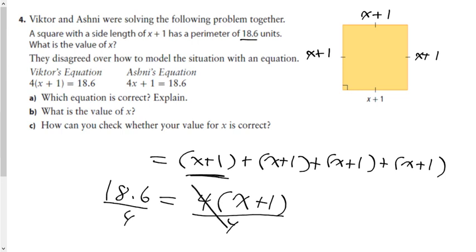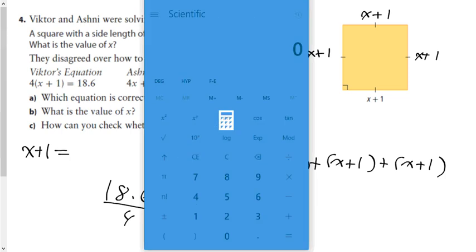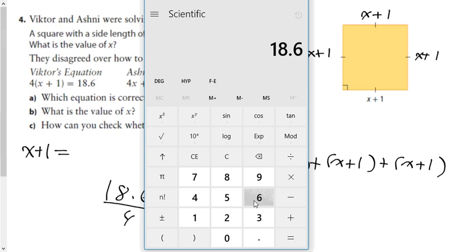Divide both sides by 4, and one group of x plus 1 is going to be equal to, I have no idea, brain's not working, 18.6 divided by 4, 4.65.